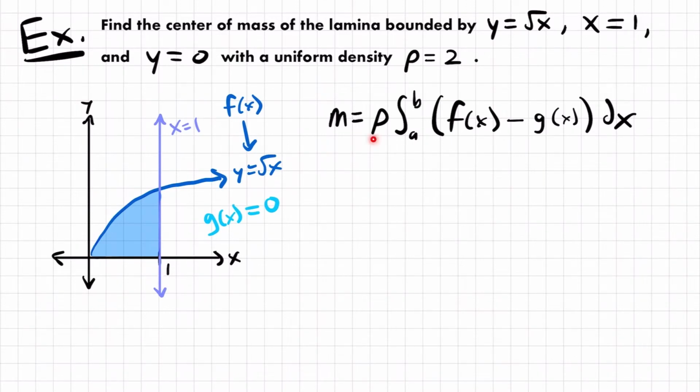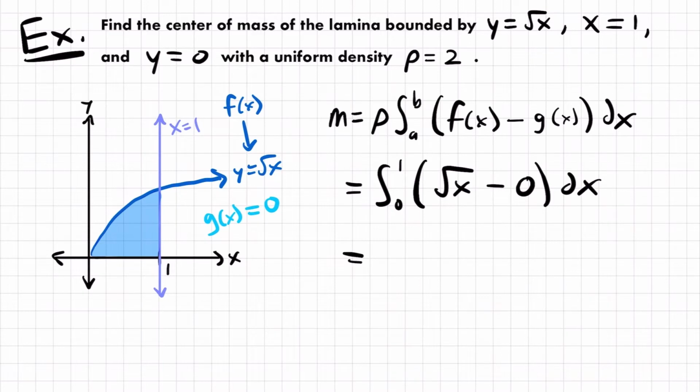Remember that we can ignore the density here. It doesn't matter that it has a uniform density of 2. We can just assume that it's 1 because that 2 is going to be divided out anyway when we calculate the center of mass. So the mass is equal to the integral from 0 to 1 of f of x, which is the square root of x, minus g of x, which is 0, times dx.